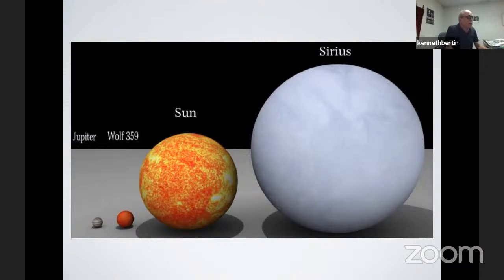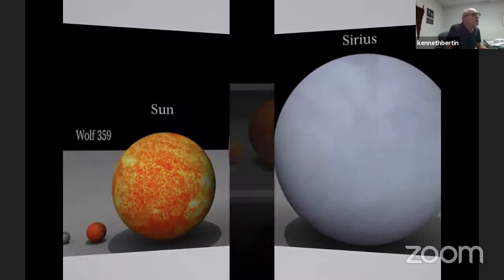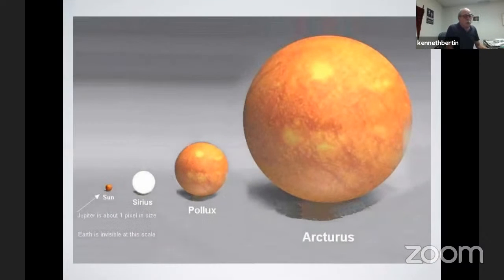And there's Jupiter to show you. Wolf 359 is a red dwarf star, and those are the most populous in the universe. There's our sun, and there is Sirius. Now we take the sun and we shrink it again. And look at this. There's Sirius next to it, and we go to Pollux.